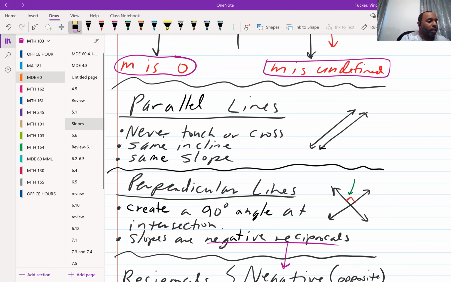Perpendicular lines, when they intersect, create a 90-degree angle. Their slopes are going to be negative reciprocals of each other. We'll talk about what that means in a second. I want to give you guys a chance to write that down, though.